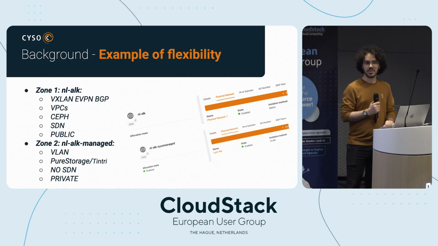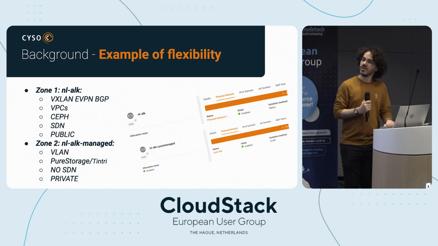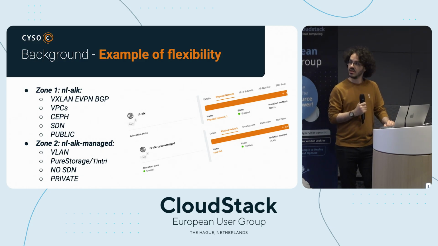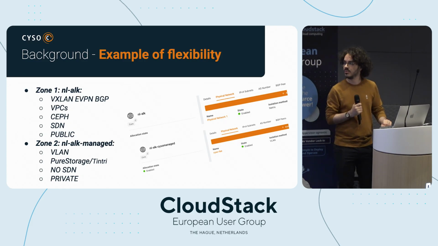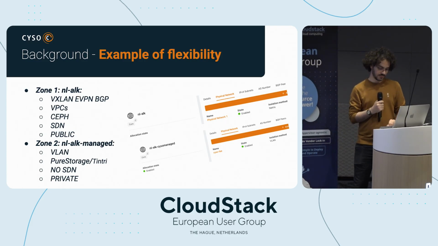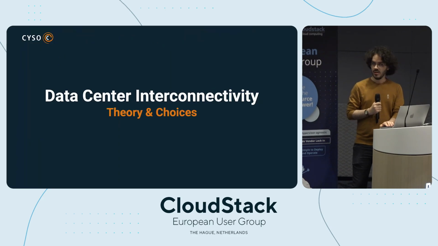And then within that same CloudStack environment, so within the same management layer, we also have a second zone within Alkmaar, and this is more kind of our targeted VMware replacement setup, where we use VLANs, so we don't have VXLAN, and the network is quite simple, it's quite flat. We use Pure Storage and Tintri for iSCSI network attached storage. We don't use an SDN, and it's for private consumption, so it's operator driven. And you can see both of them here within the CloudStack zone overview.